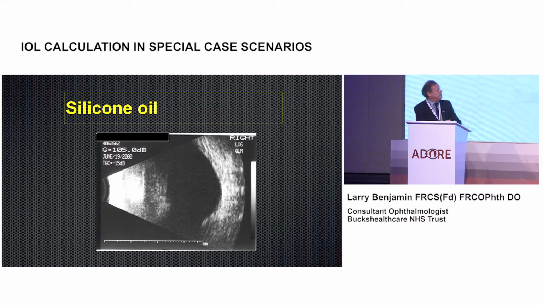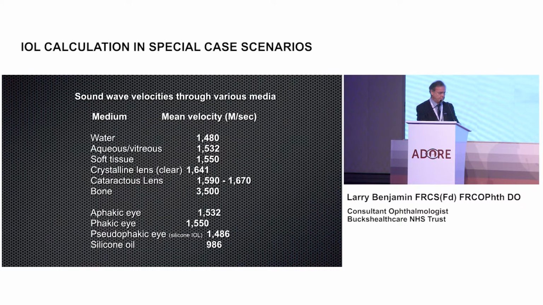Another example we mentioned earlier, silicon oil, a low velocity of sound through silicon oil, so the sound travels more slowly. The transducer thinks it's a much longer eye because it's taken longer to get there and back. And you get an artificial hypermetropic result. So these patients always come out +5 if you don't take that into account. So reset the velocity setting, the gates on the machine before you do this measurement.